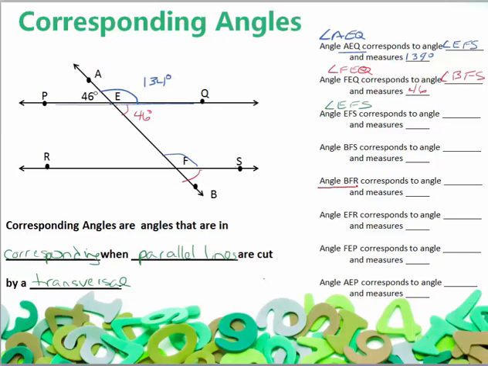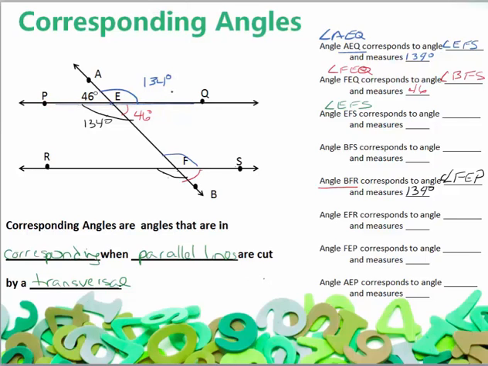We're now going to look at angle BFR. That's this angle, BFR, and F is our vertex. What angle does that correspond to? Well, that corresponds to this angle. They're in the same location on different parallel lines. So that's angle FEP. And those angles measure 134 degrees. Again, I know that because this must create a straight line right here, and our straight line must equal 180 degrees.